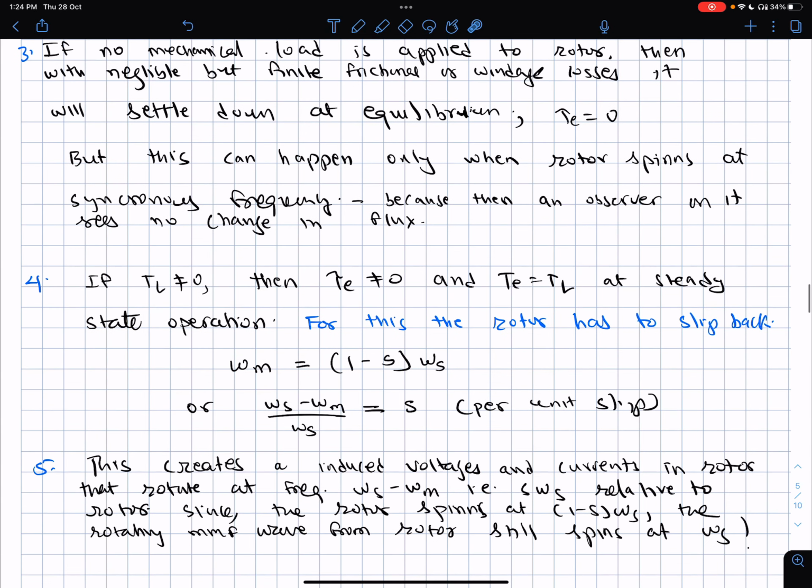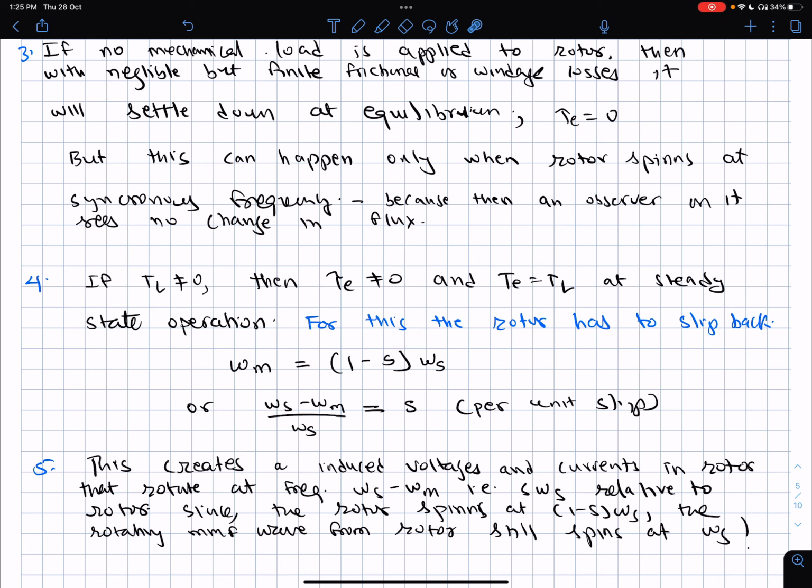So it should slip back, we say, and let us say that it slipped back by a fraction of 0.1, for example, then that means it will be rotating at 0.9 times the synchronous speed. So if s is 0.1, it slips back by 10%, then it will rotate at 90% of the synchronous speed, or 0.9 times omega s, for example. So this s is called the slip.